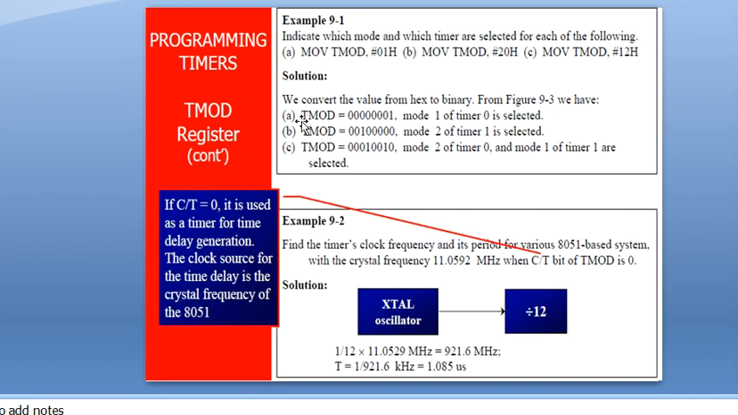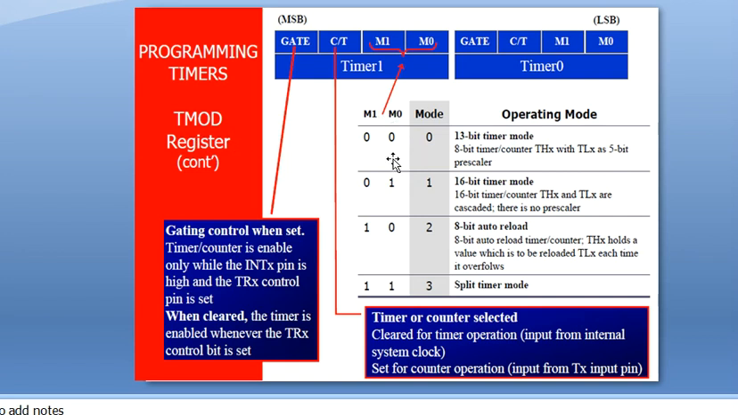They have given some examples here. In this case, it is to check in which mode it is going to operate. Indicate which mode and which timer is selected; that will be mentioned here. These are the solutions given for this. When the first one is given as 01H, TMOD is loaded with 01H, in the sense it is working in mode 1. As we know from the previous, 01 in the sense it is mode 1.